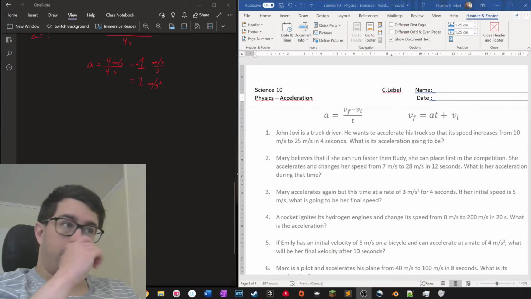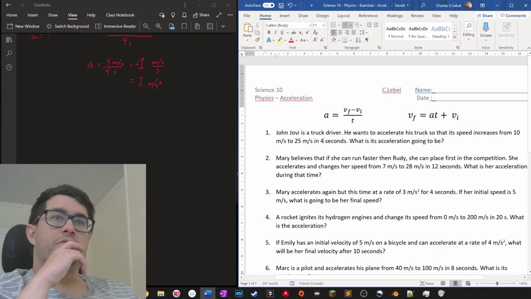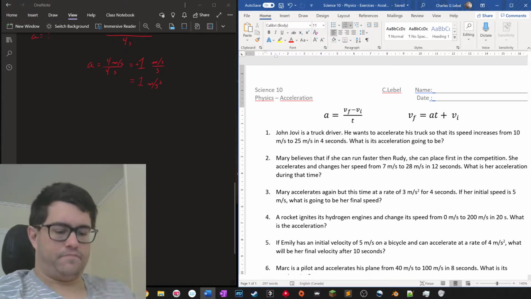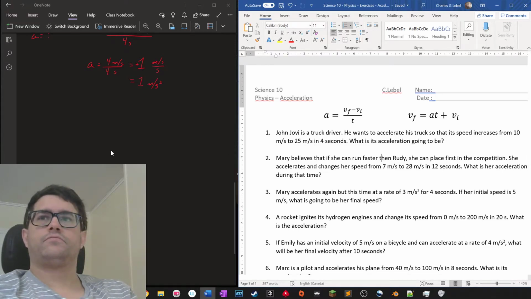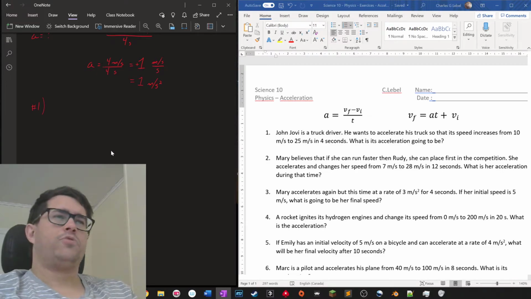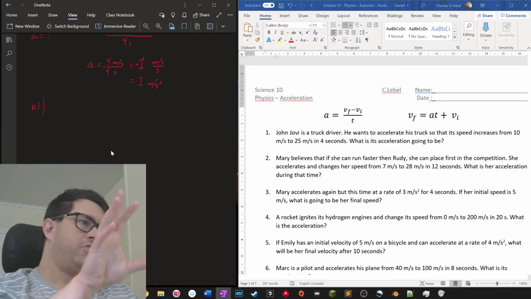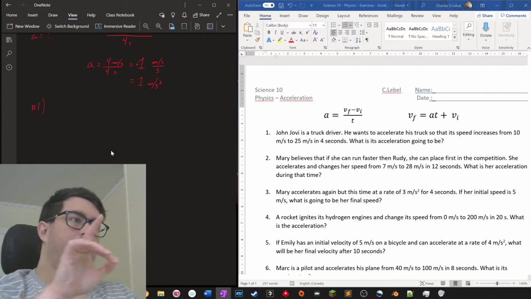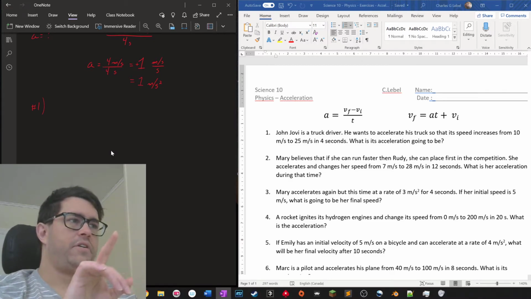Okay, so the problems. What's going on? John Jovi is a truck driver. He wants to accelerate his truck so that its speed increases from 10 meters per second to 25 meters per second in 4 seconds. Number 1. So let's take the information from the paper and bring it onto our paper, so we don't have to keep looking at 2 different places all the time, okay?